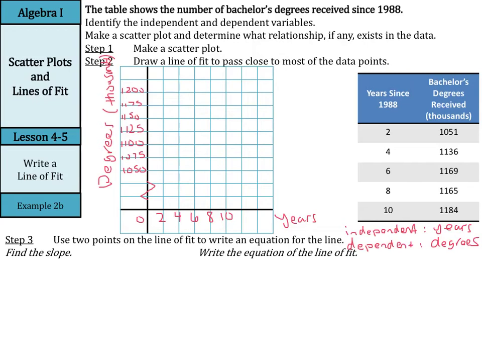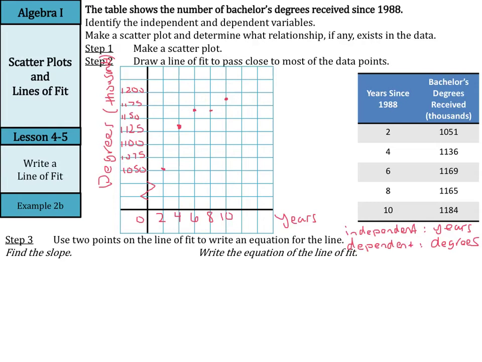So, as we go to graph this now, 2 is at 1051, which is just right around here, just above that line. Can barely tell the difference here. 4 is at 1136, which is going to be somewhere around here. 6 is 1169, which is somewhere right around here. 8 is at 1165, so we actually came back a little bit here. And then 10 is at 1184, so we went back up, right around here.